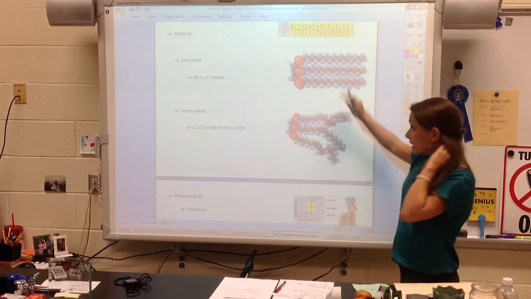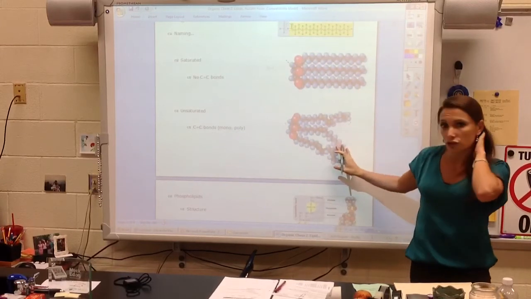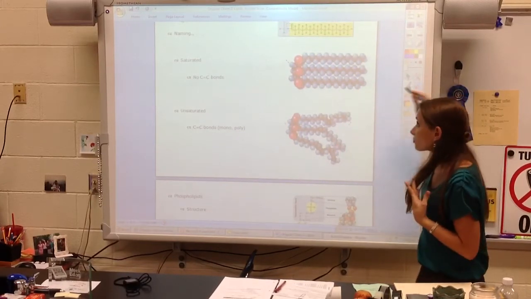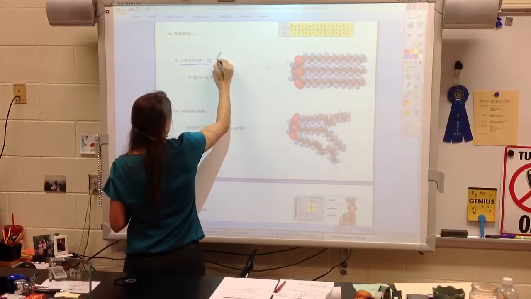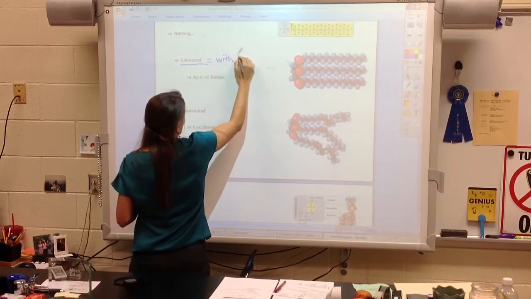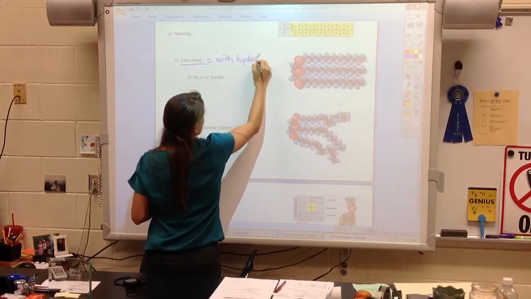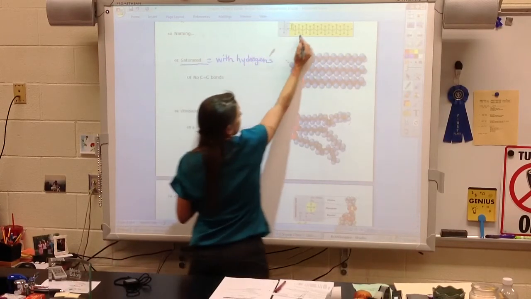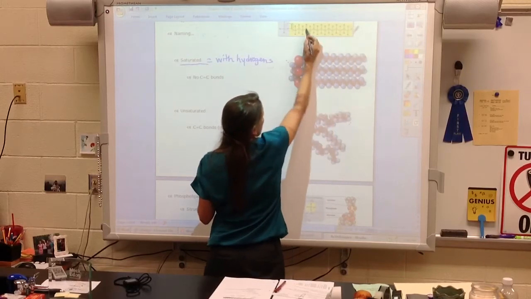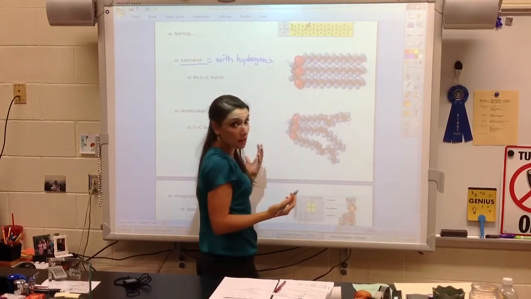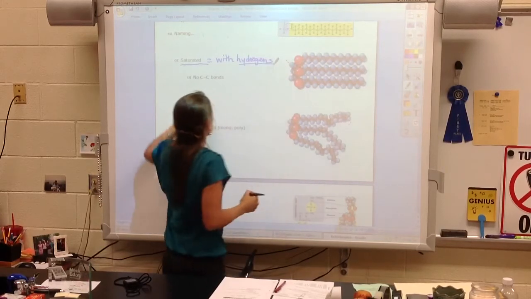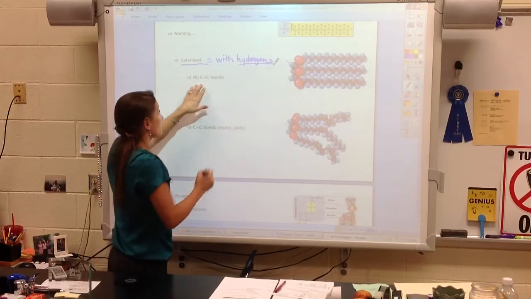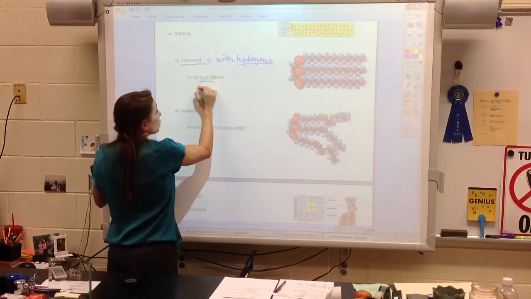We have saturated lipids and unsaturated lipids. Saturated, the term just really comes from the idea that you are saturated with hydrogens. And so this example here is a good example. Everywhere there's a carbon needing a bond, it's filled with a hydrogen. So there are no carbon-to-carbon double bonds, no double bonds.